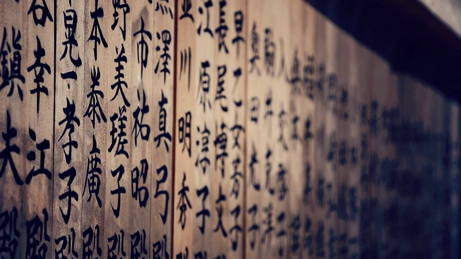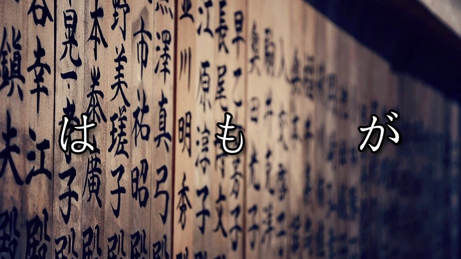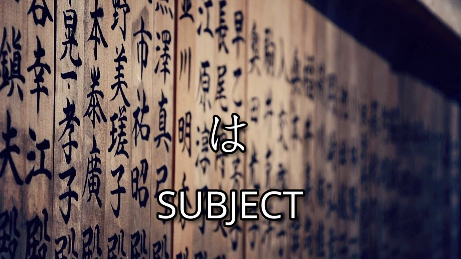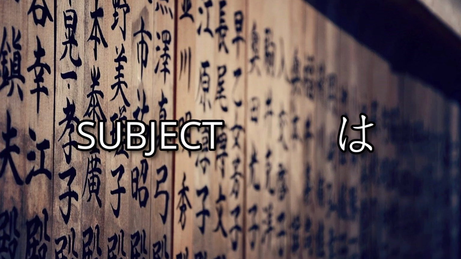Today we're going to see three particles, which are the wa particle, the mo particle, and the ga particle, starting with the wa. The wa particle is written with the ha character, but is read as wa. Fortunately, this is the only case in which we read it differently. The wa particle is used to define the subject of an action. We attach the wa particle after the subject of our sentence. And so the wa particle defines that the subject is that word.